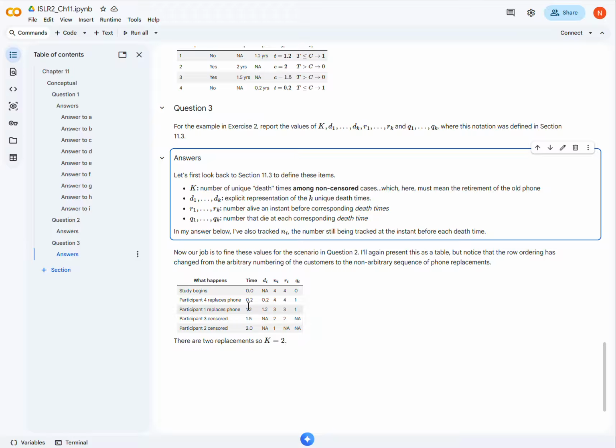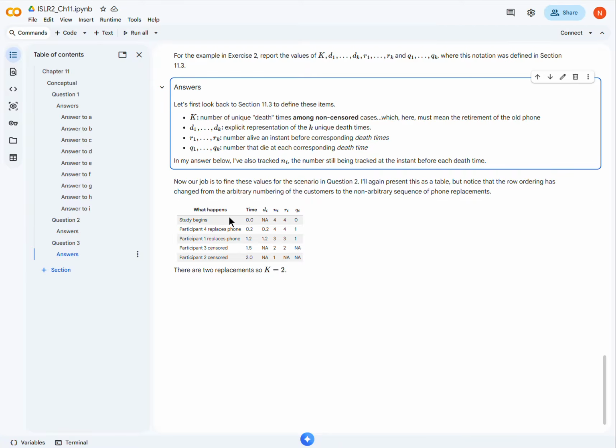Okay, so we'll track the scenario in exercise 2 in a table down here. And I'm also adding a column for the number currently being tracked. Because we can lose people either to death or to censoring, there are 2 ways by which that number can change, and we don't have a way of tracking that with these variables right here. So whether somebody is lost to follow-up or dies, or they've replaced their phone, we will be able to somewhat track that with the column NI, which is not called for in the question, but I'm adding.